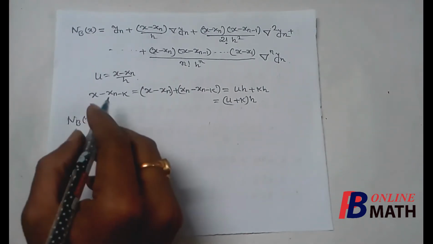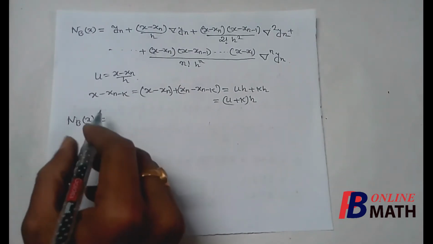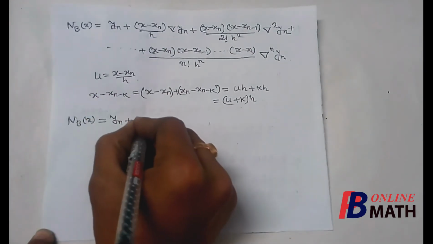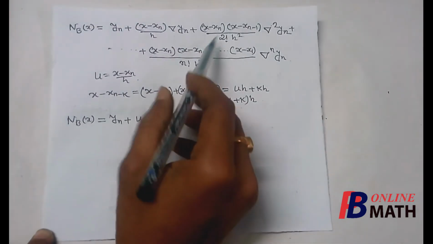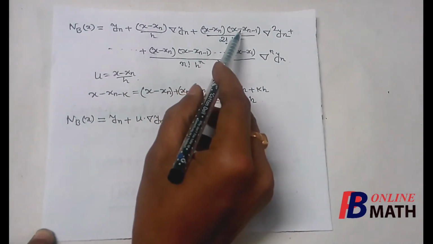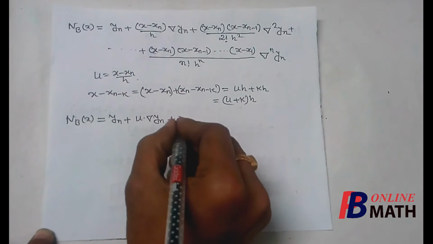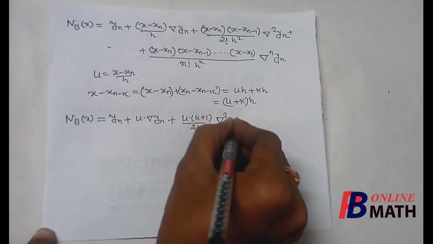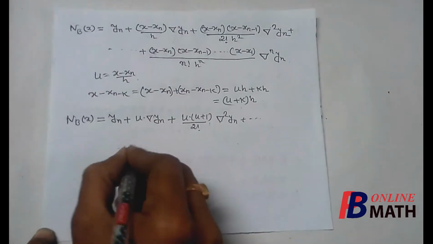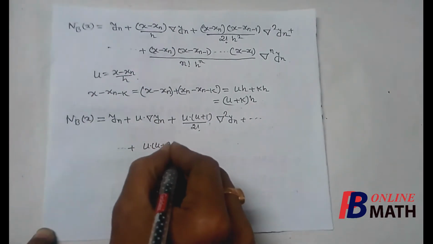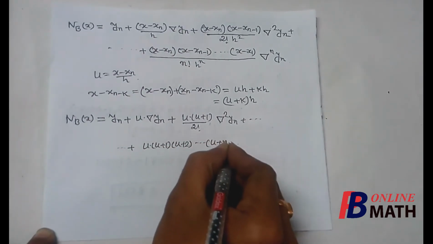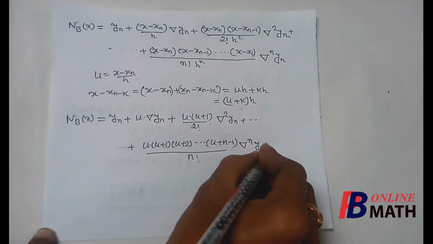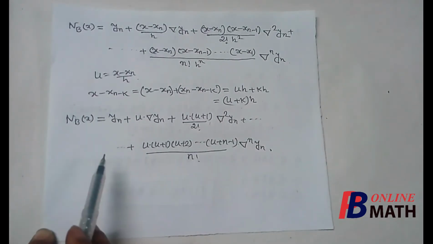So using this transformation, the final form of this polynomial becomes Nb(x). You can write Nb(u) here because now this will be a function of u. So Nb(x) or Nb(u) is equal to yn plus, x minus xn by h, this is u, so u into delta yn, plus x minus xn equal to uh and x minus xn minus 1 equal to u plus 1 into h, so this is u into u plus 1 by 2 factorial into delta square yn, and continuing this, the final term will be u into u plus 1, u plus 2, up to u plus n minus 1, by n factorial, delta to the power n of yn. So this is the final form of Newton's backward interpolating polynomial.